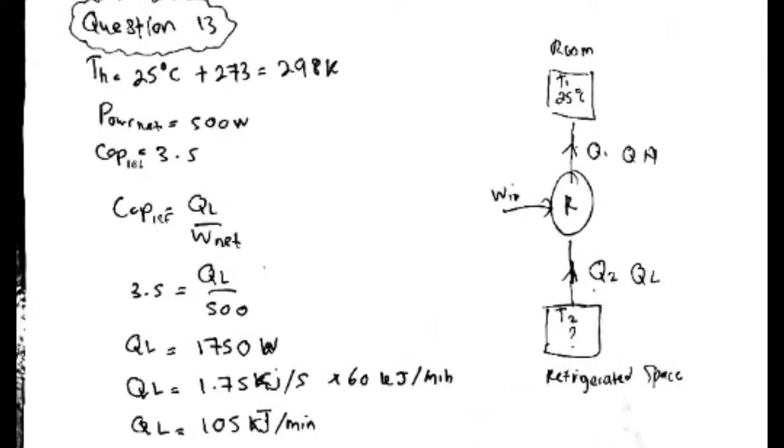For the first question A, the rate of heat removal from the refrigerated space in kilojoule per minute, we will use COP refrigerant equal to QL over W net. And then we input the data from the text: 3.5 equals QL over 500. And we multiply 500 by 3.5 to get 1750 watts for the QL. The question asks for kilojoule per minute, so we convert it into 105 kilojoule per minute.